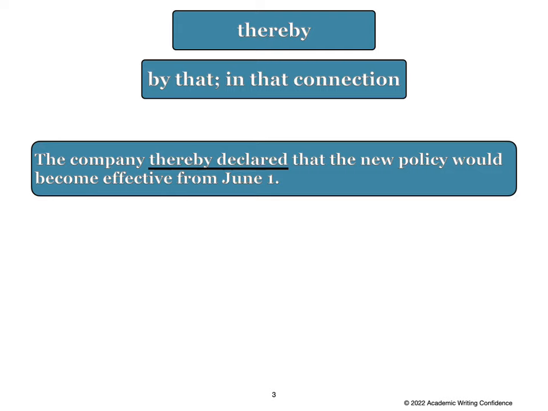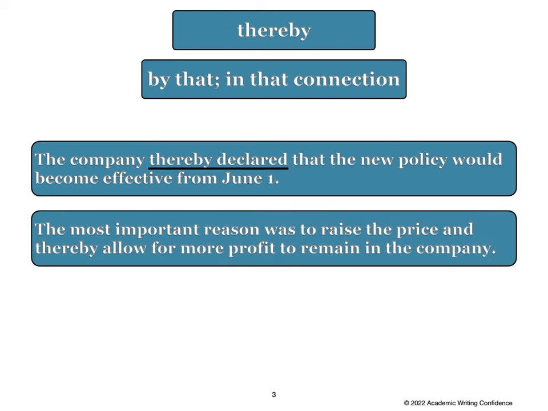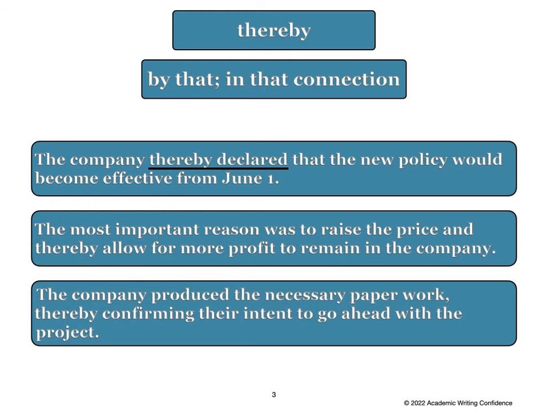Here's another example. The most important reason was to raise the price and thereby allow for more profit to remain in the company. And here's one more. The company produced the necessary paperwork, thereby confirming their intent to go ahead with the project. Again, here you could say, they produced the necessary paperwork and by that confirmed their intent to go ahead with the project.